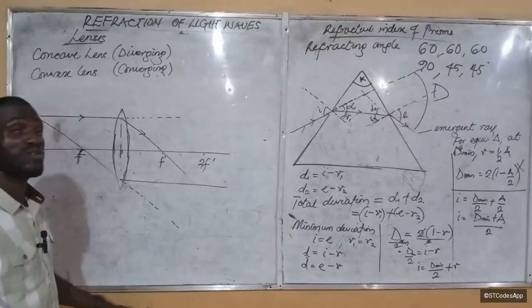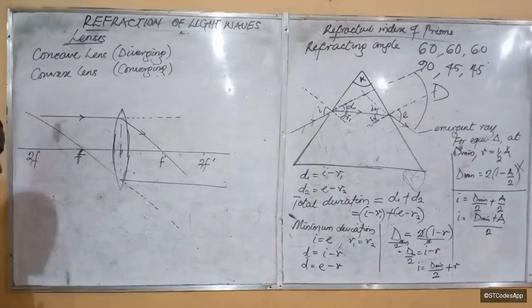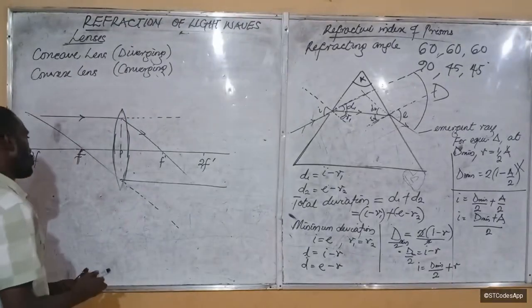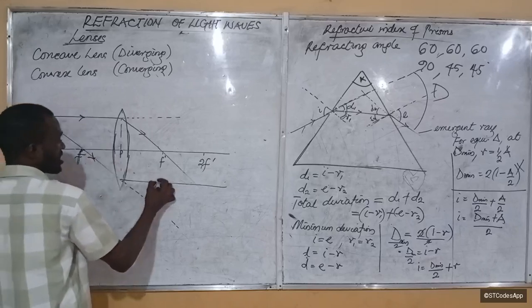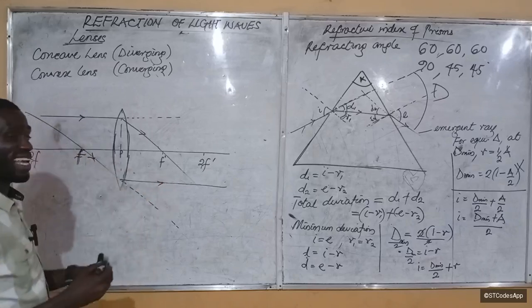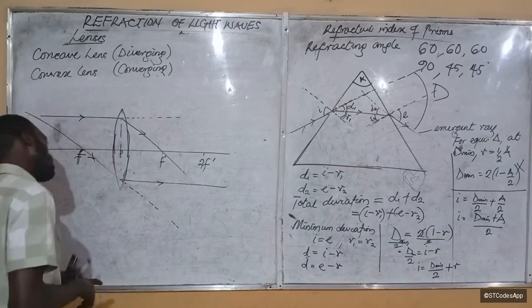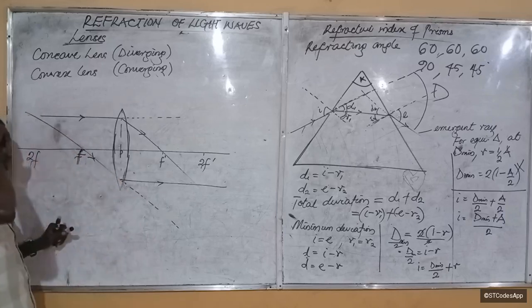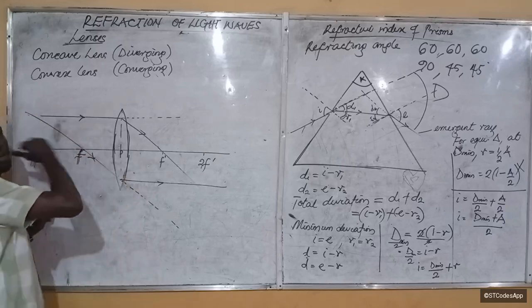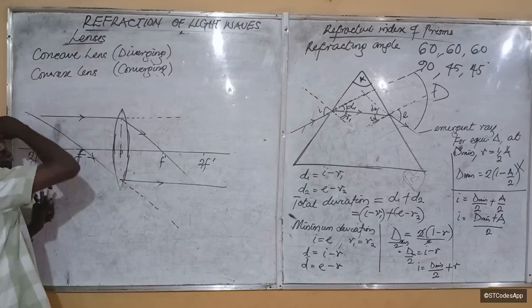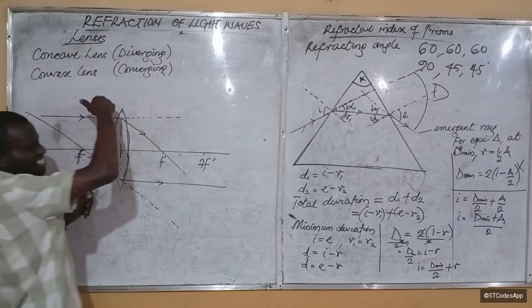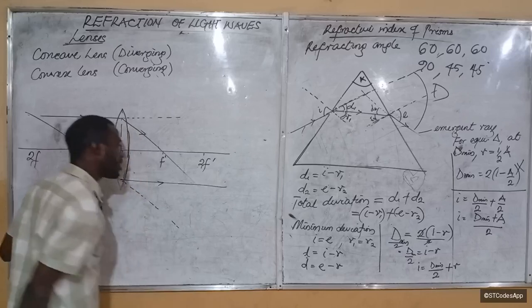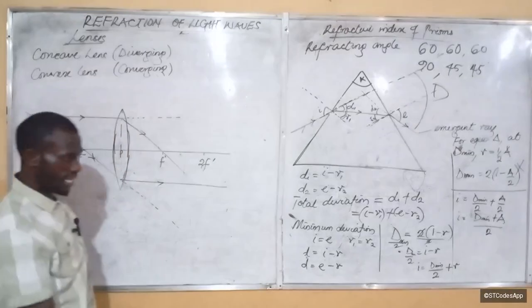This is because of the principle of reversibility of light. A ray of light that was coming like this, when it touches the lens, will be refracted in a direction that is parallel to the principal axis, provided it passed through the focus. But if it's parallel to the principal axis, let it converge towards the focus on the other end.